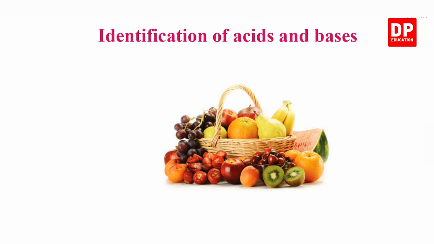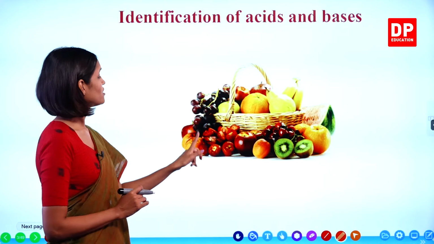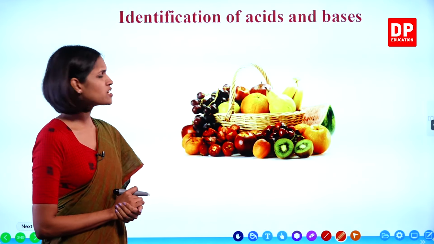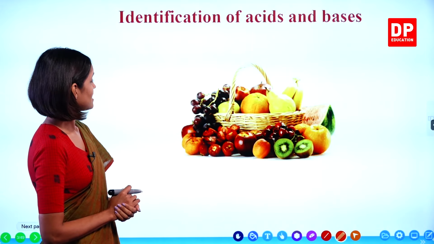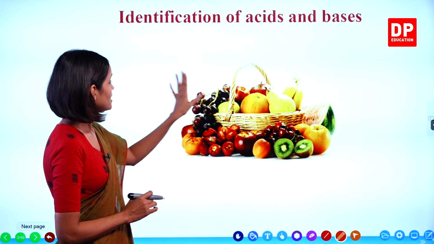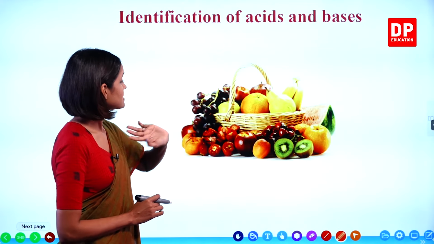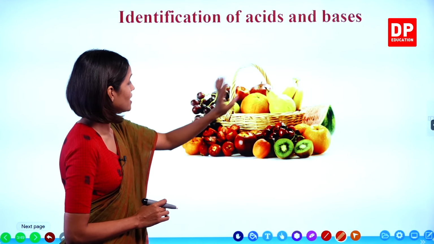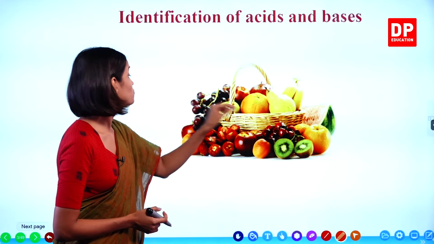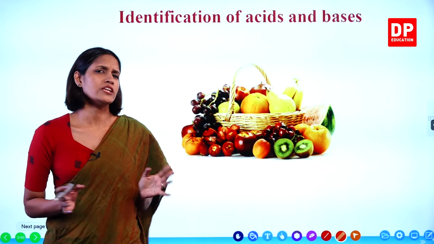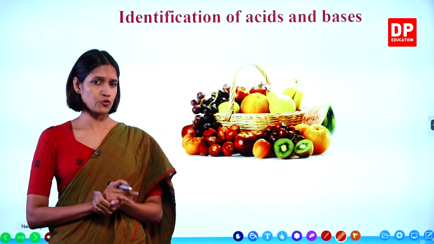Right children, we are moving to our first topic, identification of acids and bases. What can you see here? You all can see a beautiful fruit basket with a lot of fruits. What are the fruits you can see here, children? I can see grapes, mandarins, oranges, apples, kiwi fruit, bananas, and some lovi fruits. There are different types of fruits here.